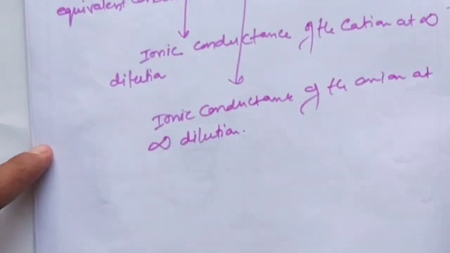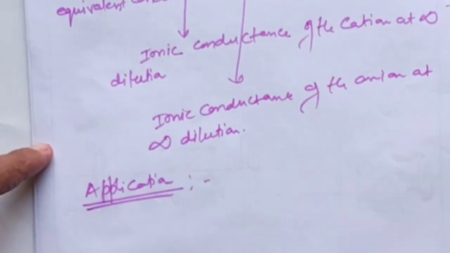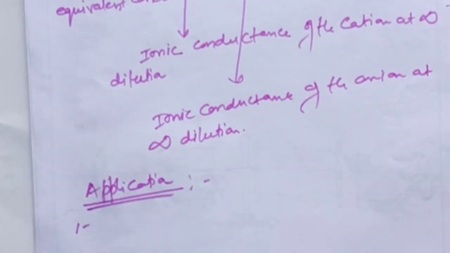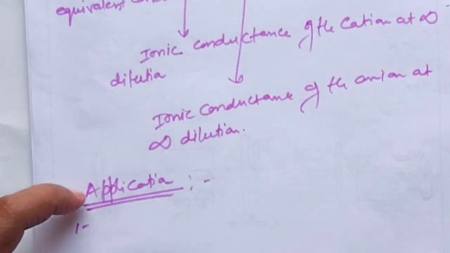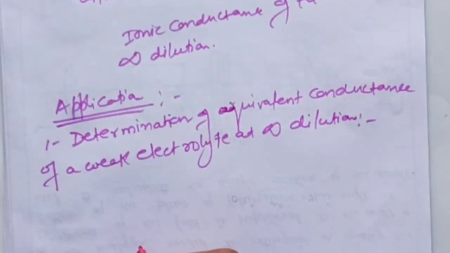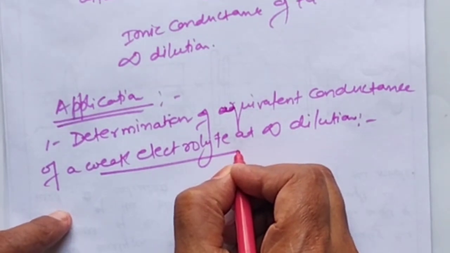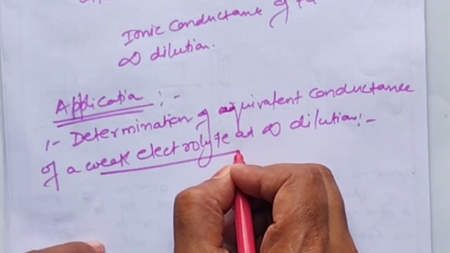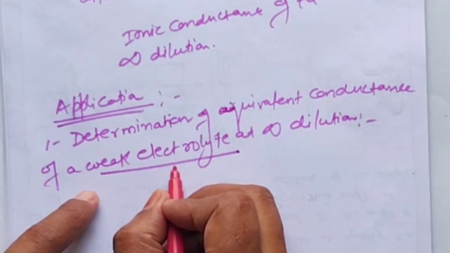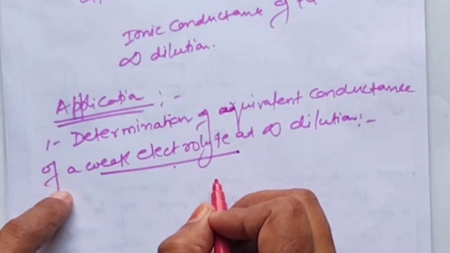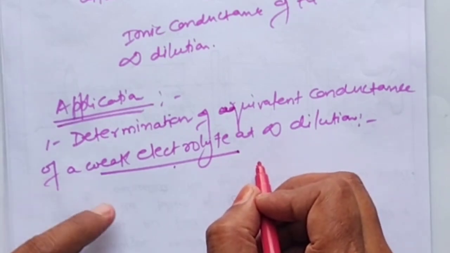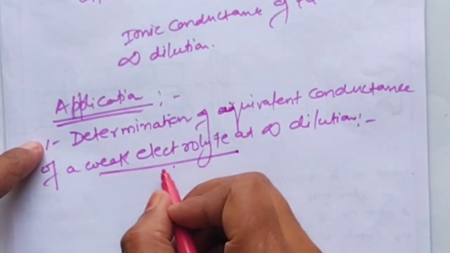Next, applications of Kohlrausch law. First, this is very important, okay? Determination of equivalent conductance of a weak electrolyte at infinite dilution. We cannot directly measure the equivalent conductance of a weak electrolyte because a weak electrolyte does not completely dissociate. Its total ionization is not possible. Kohlrausch law can be used in the determination of equivalent conductance of a weak electrolyte.